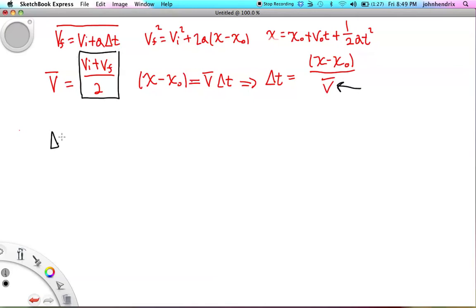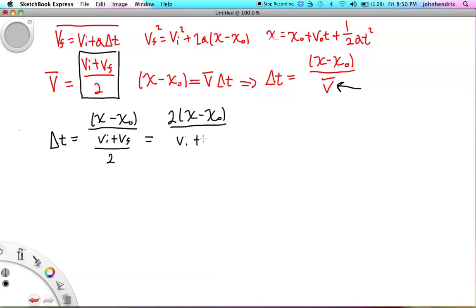So then we show that delta t is equal to x minus x naught over v initial plus v final over 2. And so we divide by a fraction, which is the same thing as multiplying by the fraction's inverse. So this is equal to 2 times x minus x naught over v initial plus v final.